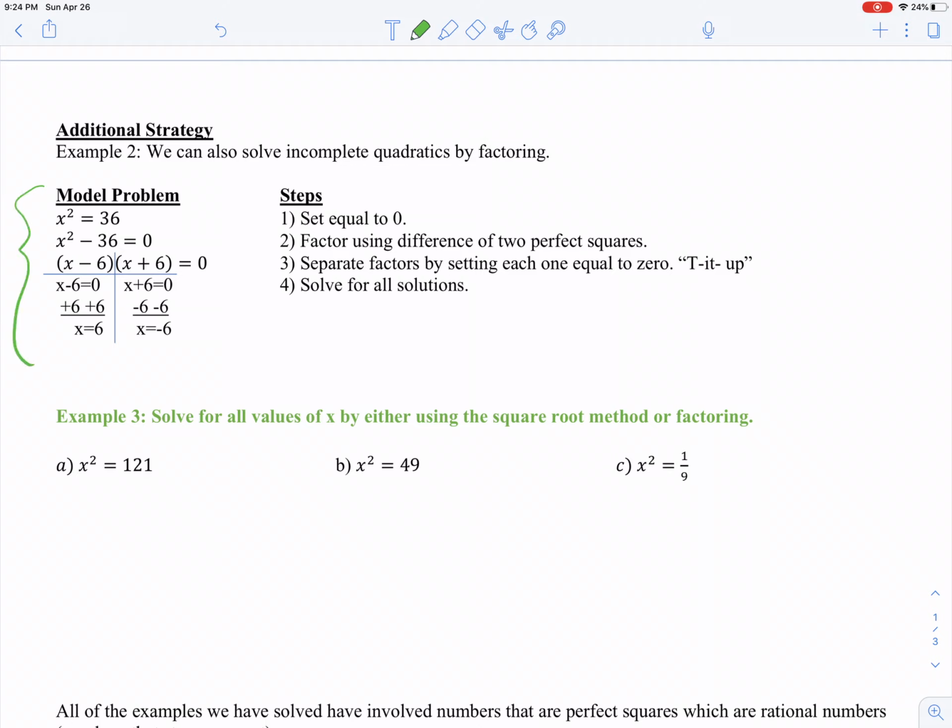Before you could factor, you have to set the equation equal to 0. Factor, in this case, if it's an incomplete and it's missing that b term, that means it's going to be the difference of two perfect squares. You'll tee it up and then solve.